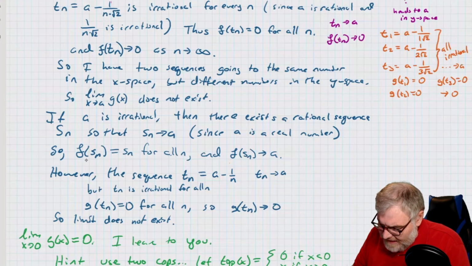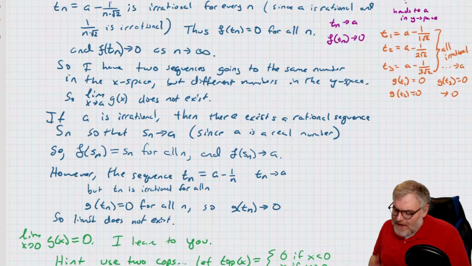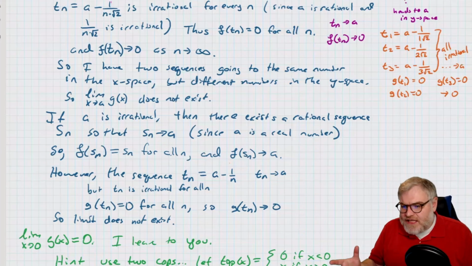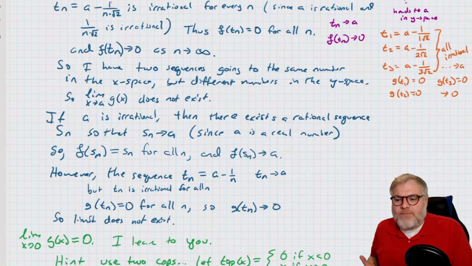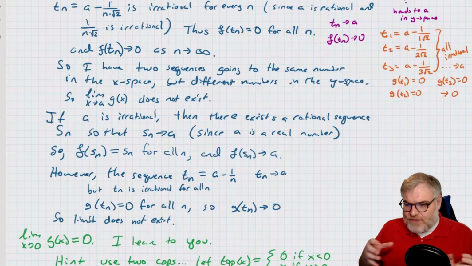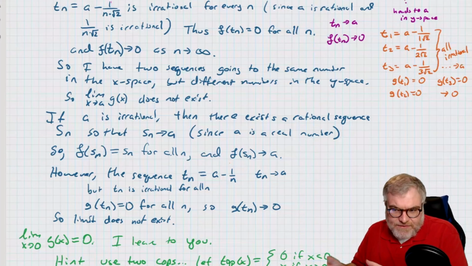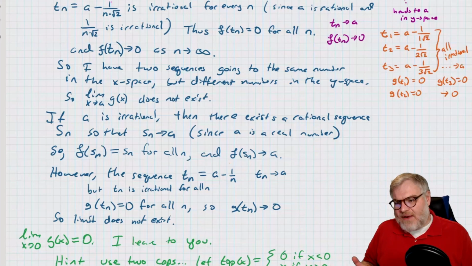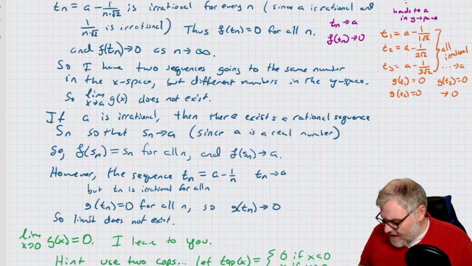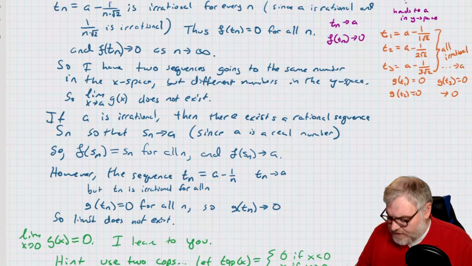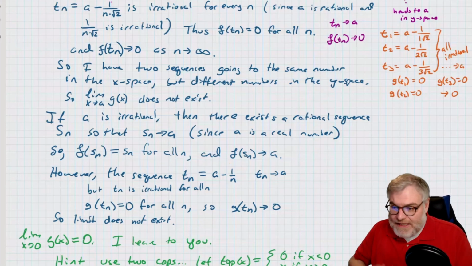I'm going to have f of Sn be, okay, so if a is irrational, by definition, there was some rational sequence that goes to a. That's the definition of a real number. Remember that. x is a real number if there's some rational sequence that goes to x. So I'm going to pick that rational sequence that goes to a. So Sn goes to a, and so f of Sn also goes to a. I don't know what the rational sequence is, but there exists one.